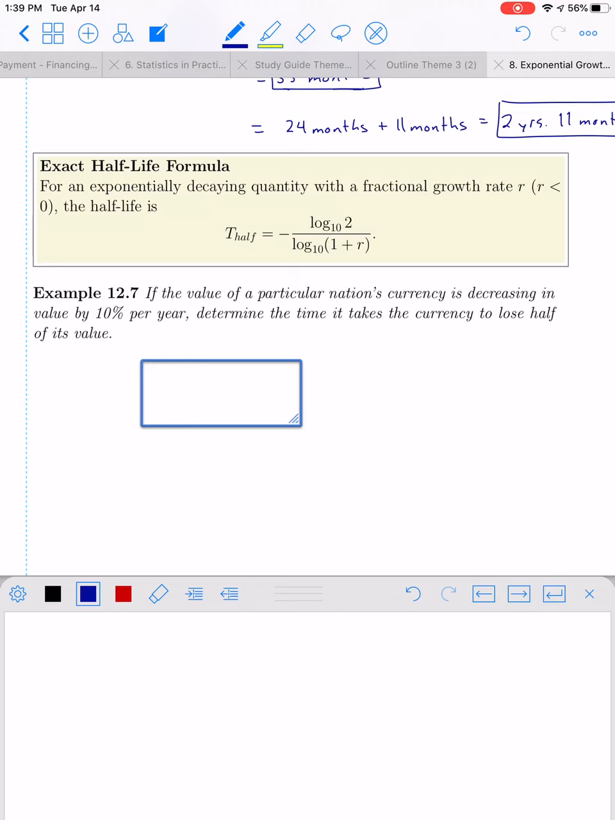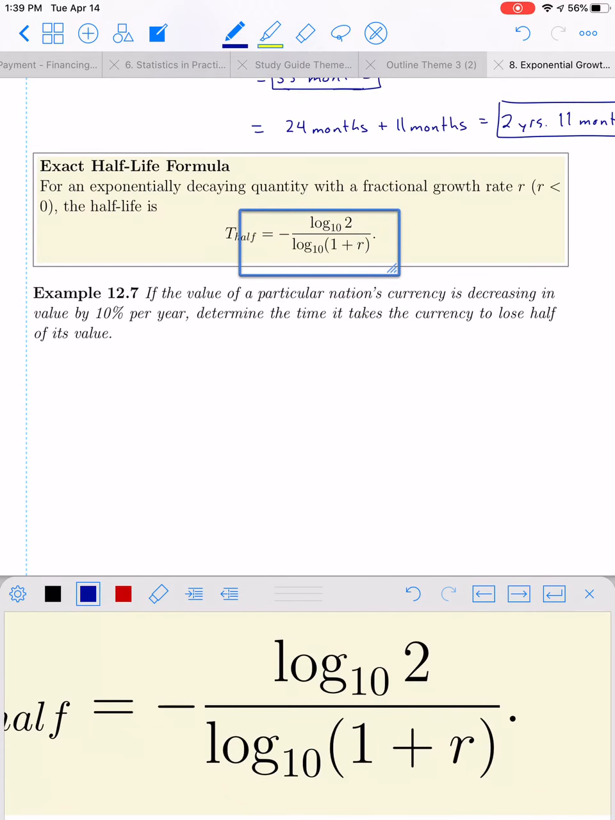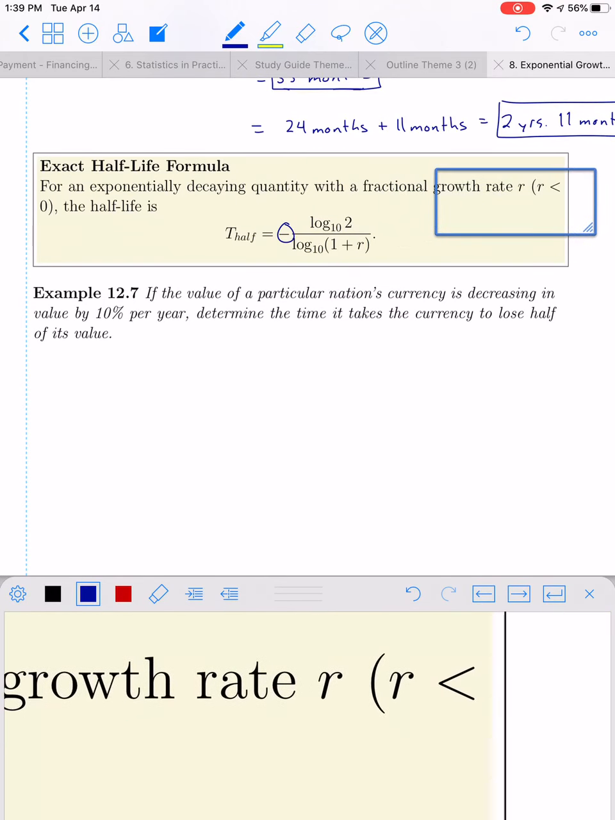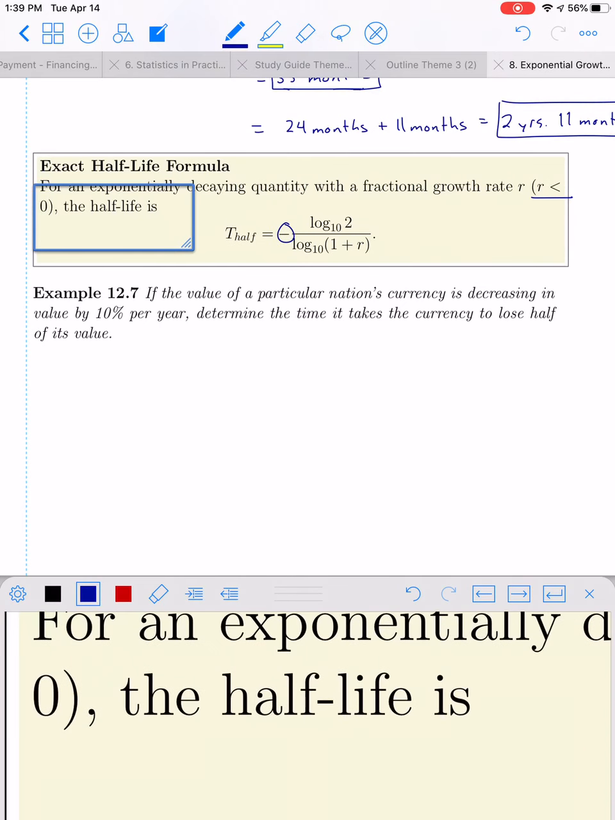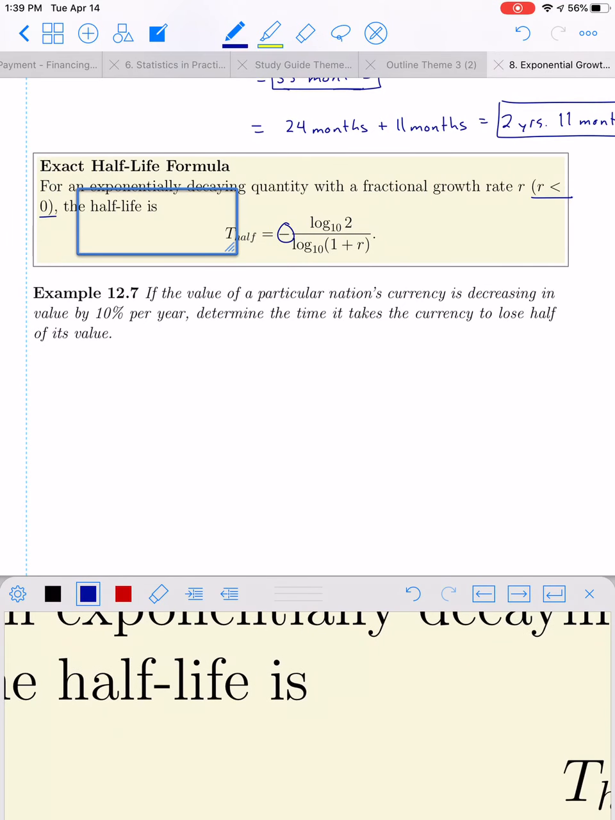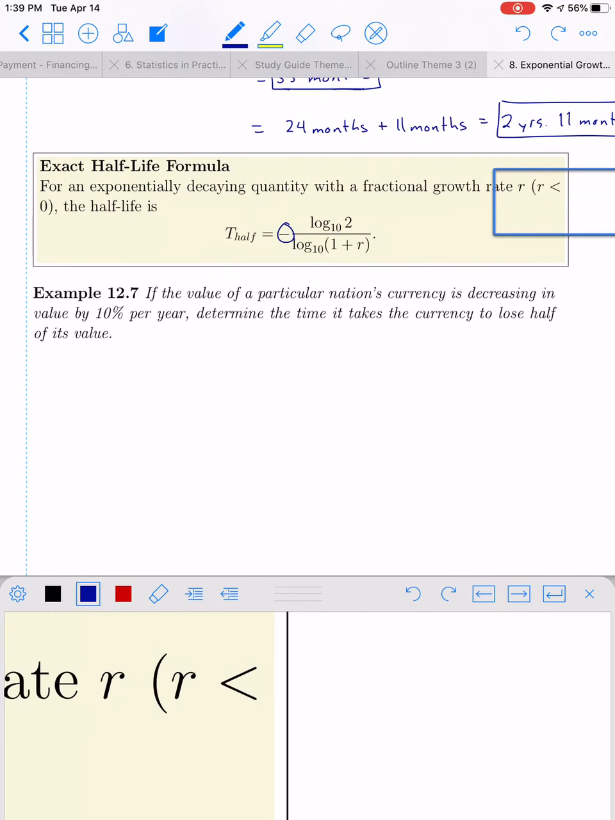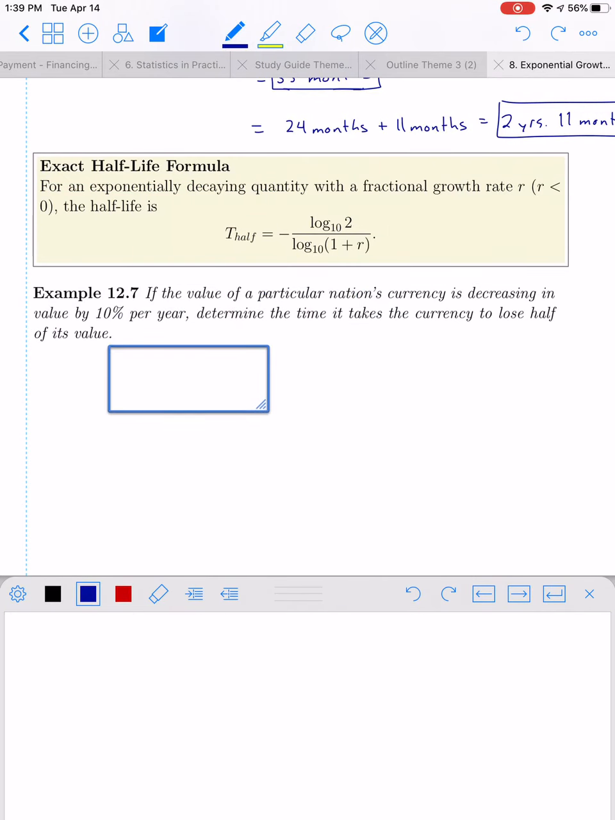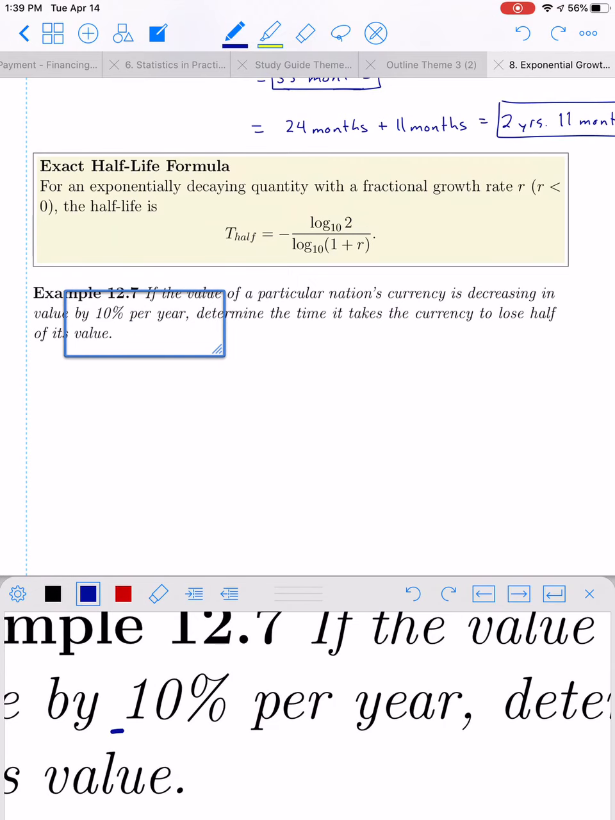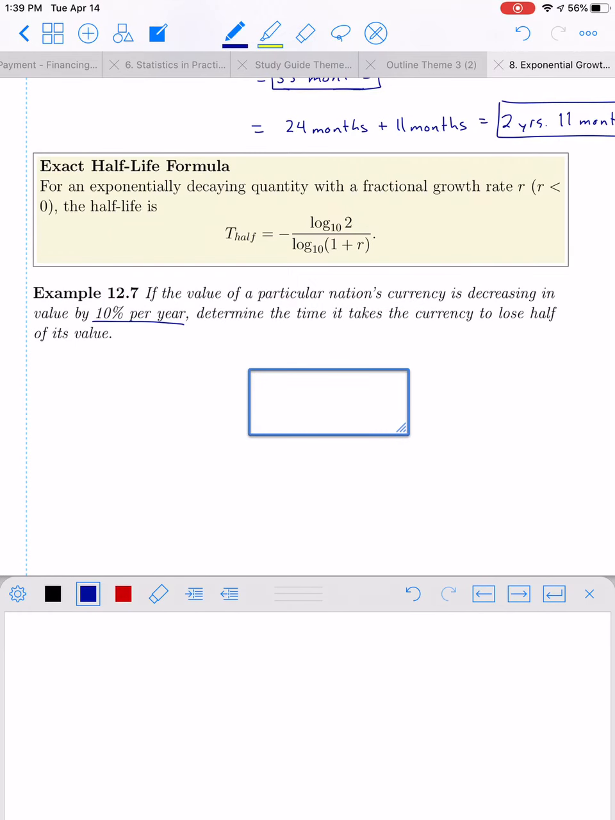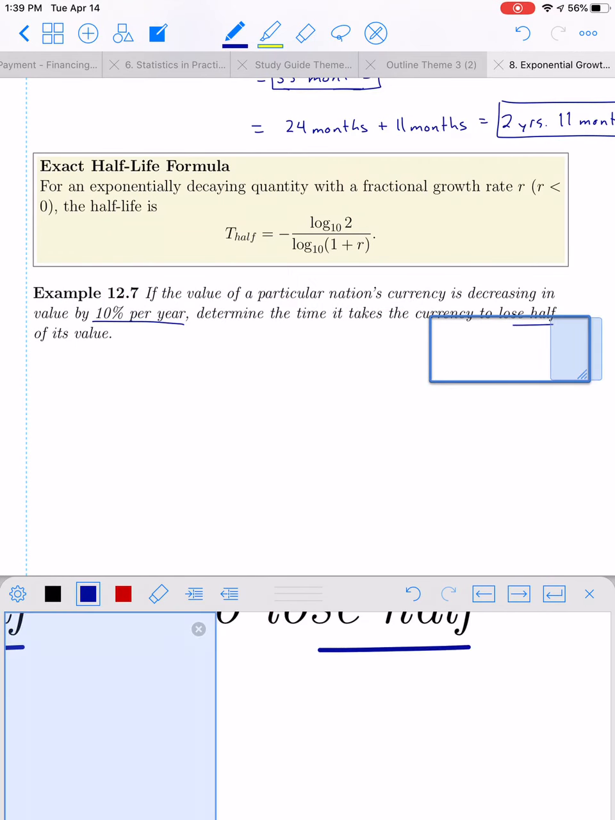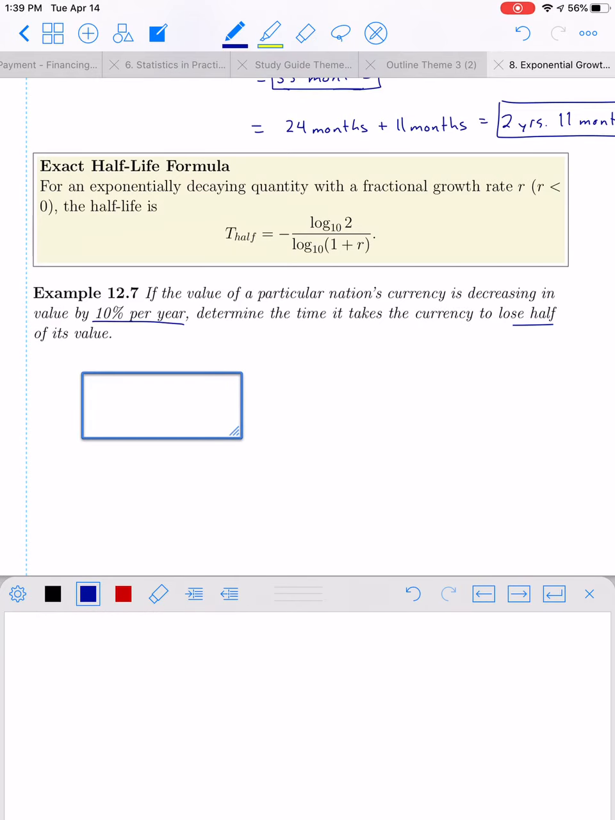Okay, the half-life formula. Very similar. Notice there's a minus sign. Another thing to keep track of is our rate should be less than 0. So if we have an exponential decay rate, we want to make sure that we make it negative. Okay? So let's see that in the example below. If the value of a particular nation's currency is decreasing in value by 10% per year, determine the time it takes the currency to lose half of its value. In other words, what's its half-life time?